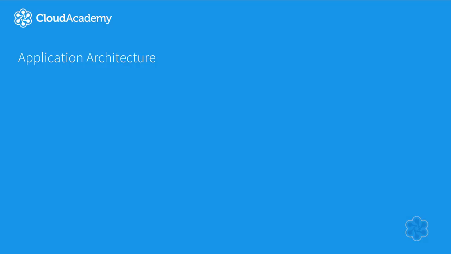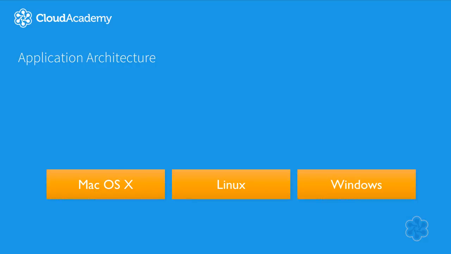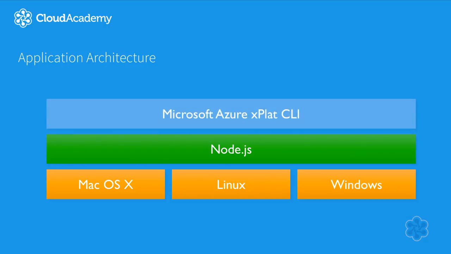Let's take a look at the application's architecture. As we mentioned before, Mac OS X, Linux, and Windows are all supported platforms by this tool. The Node.js application framework can be installed on any of these three platforms. And then finally, the Microsoft Azure Cross-Platform CLI tool sits on top of that and allows us to perform automation tasks through the Node.js application framework.